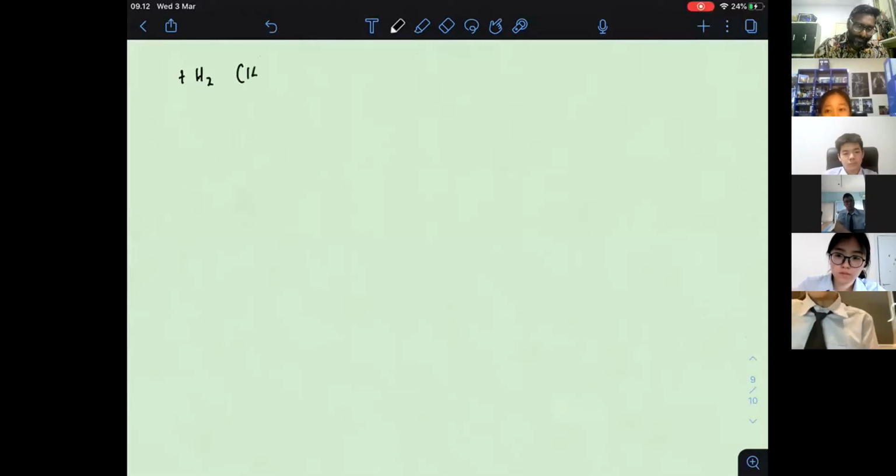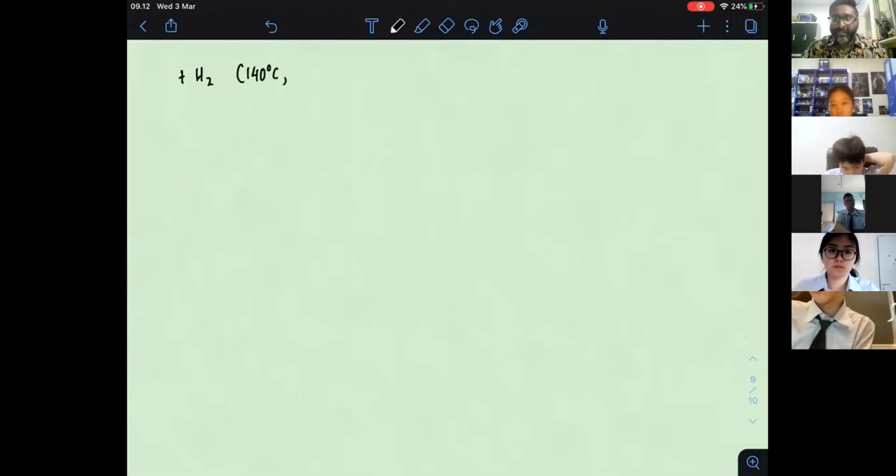Let's look at the electrophilic addition reaction with H2. Now, when you have this reaction with H2, do remember the catalyst is going to be, what is the catalyst? Let me check. Davis, what is the catalyst? 140 degrees with what catalyst? Nickel. Yeah, very good. Okay, nickel catalyst.